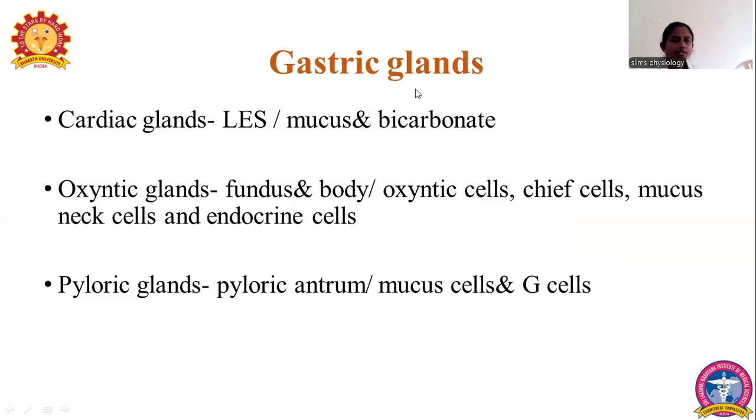When we go into the physiological aspects of the gastric glands, there are three main types of gastric glands. The first one is the cardiac gland. Then we have oxyntic glands, then pyloric gland. The cardiac gland, as the name suggests, is present in the cardiac region of the stomach. Then there is the oxyntic gland, which is present in the fundus and the body of the stomach. Then there is the pyloric gland, present in the pyloric region, that is the pyloric antrum.